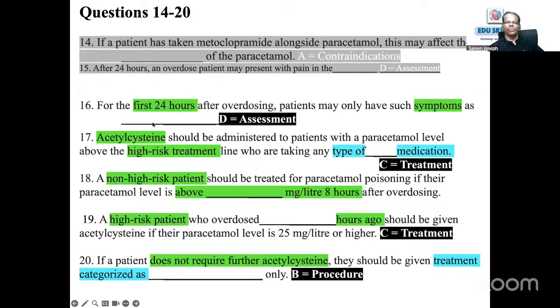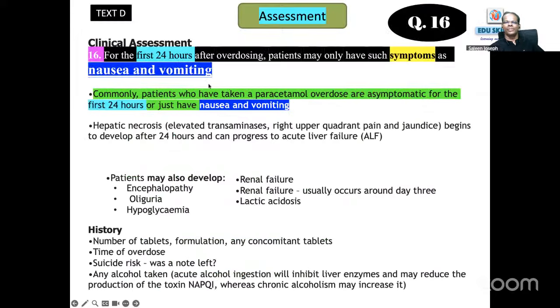Then 16th one. For the first 24 hours after overdosing, patients may only have such symptoms as dash. They're asking for a symptom, name of a symptom. Normally, patients who have taken a paracetamol overdose are asymptomatic for the first 24 hours or just have nausea and vomiting.